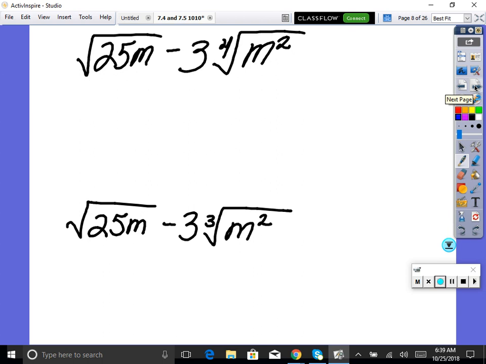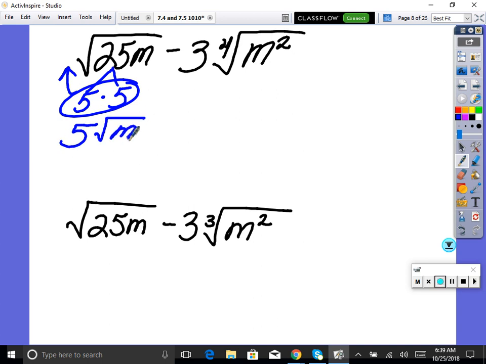Now here's where something really interesting comes in. It's not that we haven't seen it before, it's just almost like a trick question. If you look at it, this one simplifies, correct? 25 breaks down into 5 times 5, so we would pull out a 5. So now we have 5 square root of m. But when you look at this one, do you see how it doesn't simplify? We can't pull out any groups of 4. This is almost a trick problem.